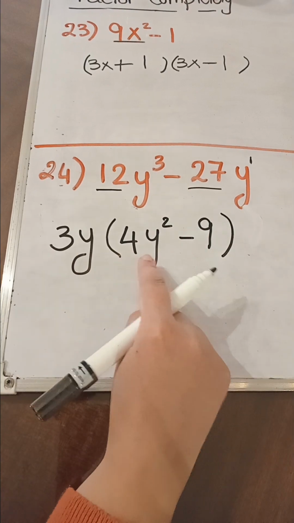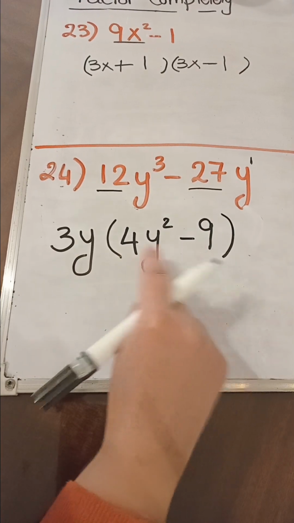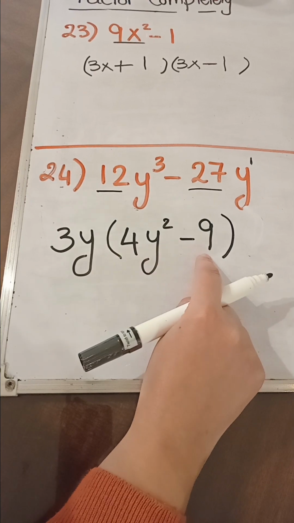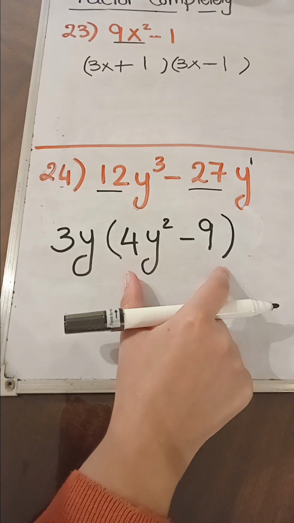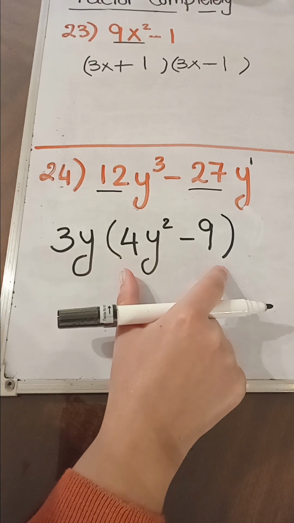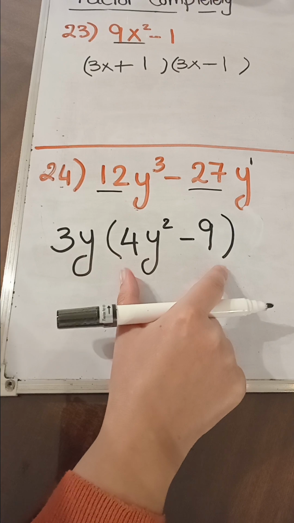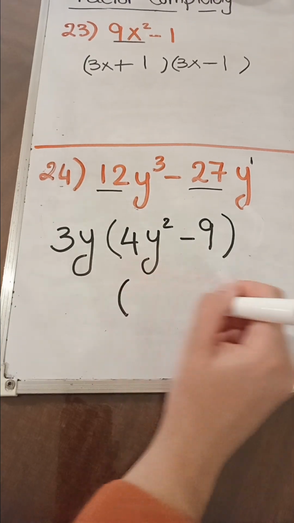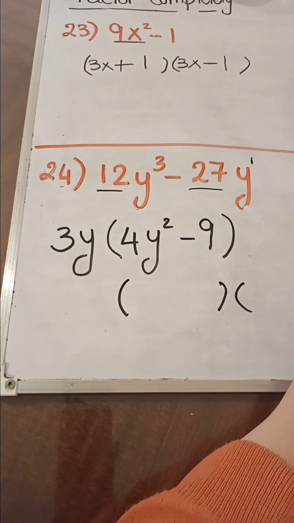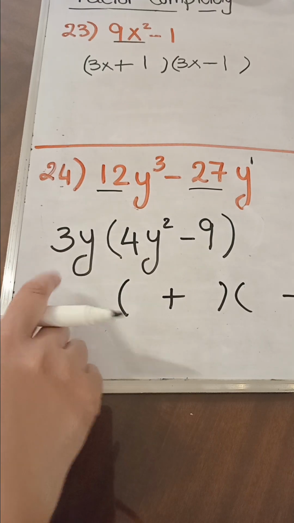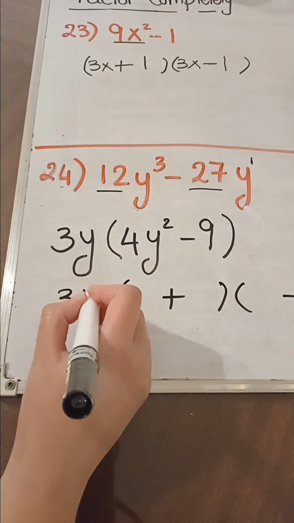So now I look at what's inside this bracket. I can see that it has two terms. This is a perfect square. This is a perfect square. One term is positive and the other is negative, which means that this expression inside the bracket can be factored using difference of two squares by bringing it back to being two conjugates. So I'm going to put the two brackets that will be conjugates. One bracket will be positive and the other is negative. And don't forget to put the 3y before the brackets.